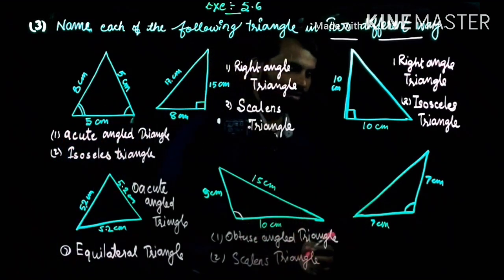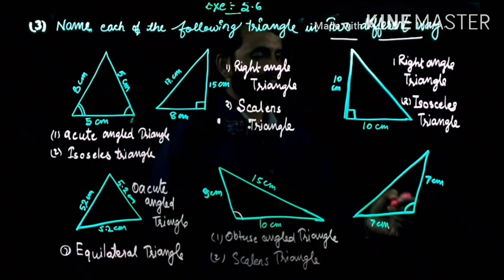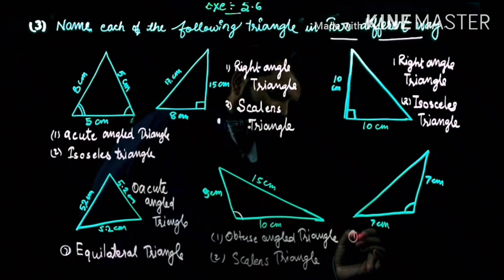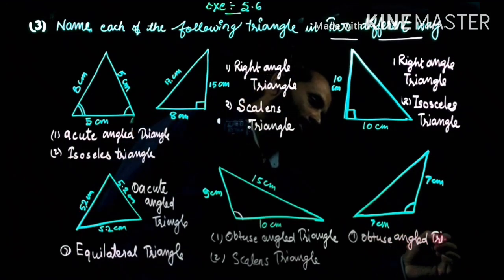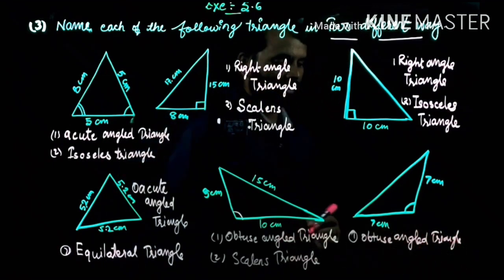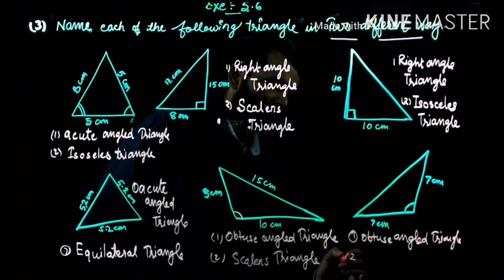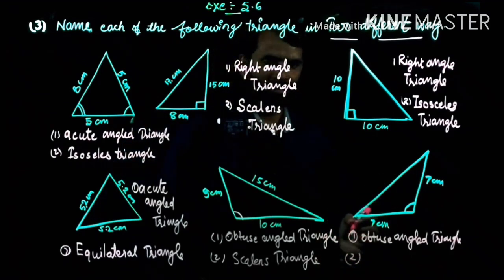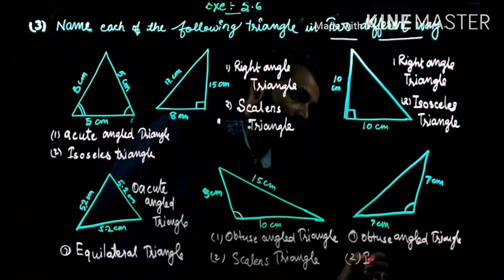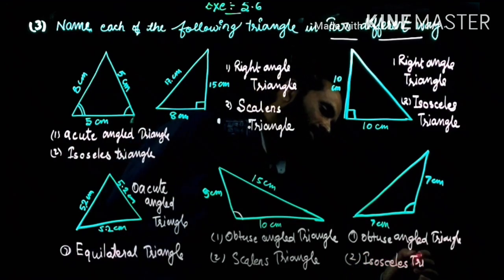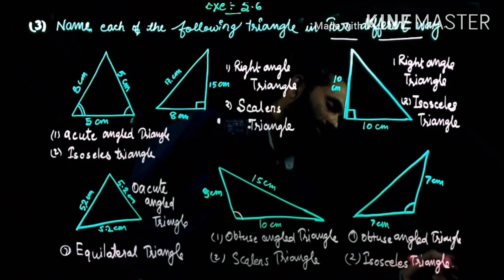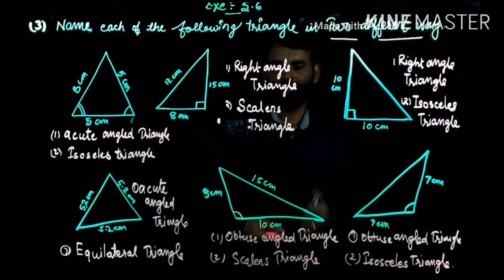Okay, and this one again has one angle more than 90, one angle greater than 90. The first name is obtuse angle triangle, and second, two sides are equal, which means it's an isosceles triangle. Okay, so now you have finished the exercise.